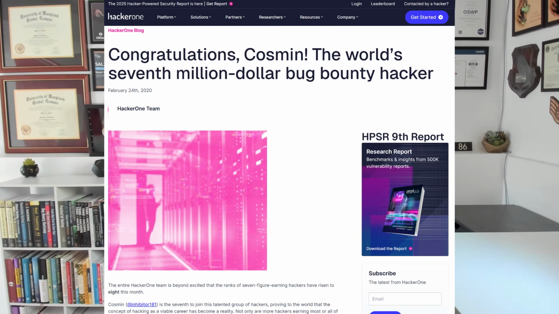Take Cosmin, for example. In 2020, HackerOne congratulated him on becoming the 7th, not 1, not 2, not 3, not 4, not 5, not 6, but 7th hacker in the world to earn over $1 million through bug bounties. And that was 5 years ago, so that number might actually be higher today. Bug bounties can make you wealthy, supplement your income, or serve as a stepping stone to full-time roles. Having bug bounty experience on your resume absolutely makes you stand out to hiring managers.